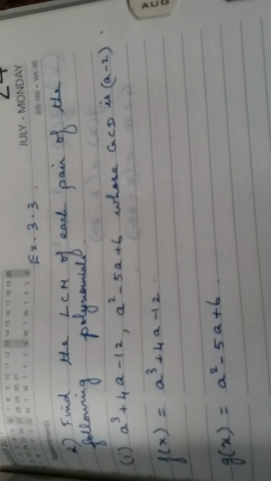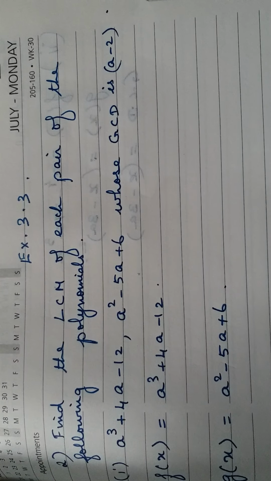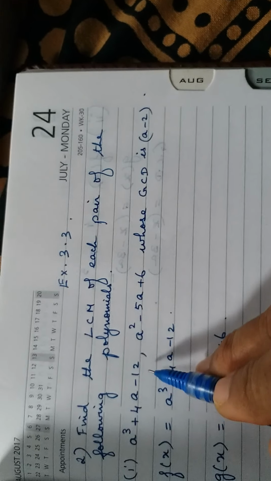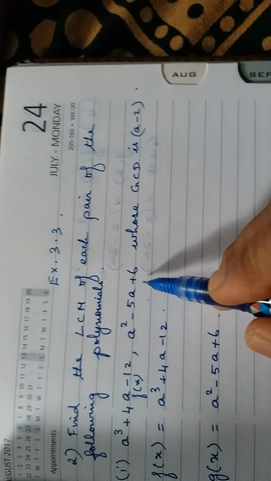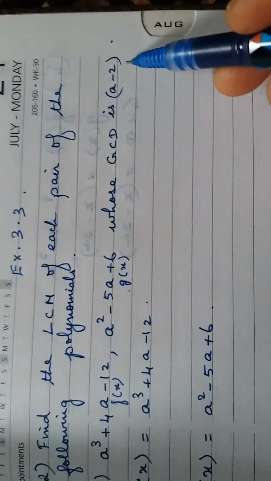10th Samacheer Maths, Exercise 3.3, second sum. Find the LCM of each pair of the following polynomials. The polynomials given are a square plus 4a minus 12, this is your f of x, then a square minus 5a plus 6, that is your g of x, and the GCD is given as a minus 2.